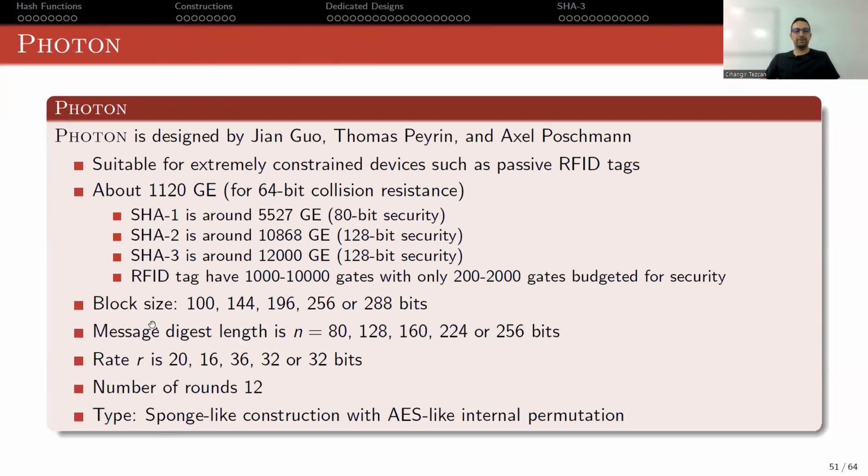So here are some specifications. Block sizes are like this. Message digest length. These are the hash output length. As you can see, rate R is determined by these choices. Number of rounds are 12. Type, sponge-like construction with AES-like internal permutation. Okay, actually this kind of explains what it looks like, okay?